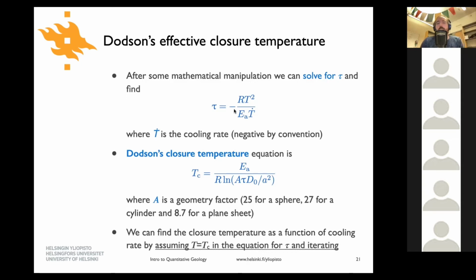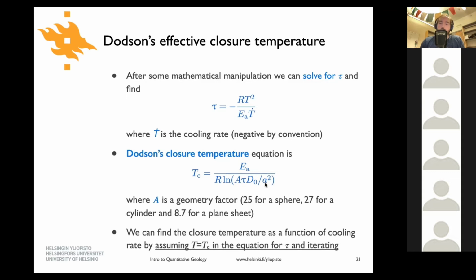So there's that piece that depends on cooling rate and temperature. Then there's this closure temperature calculation itself. So this is calculating what the closure temperature would be. Activation energy has come back, as has the gas constant. Now we've got the natural log of A, which we haven't seen yet. It's a geometry factor. Tau, which is calculated up here above. D naught is the diffusivity at infinite temperature. And then A is this sort of spatial scale of diffusion, which is often, again, taken to be the size of the crystal you're dealing with.